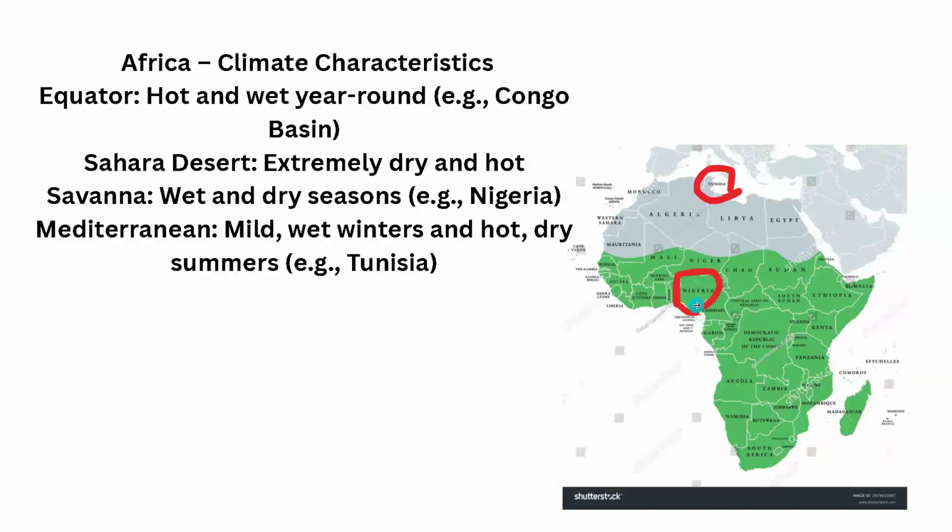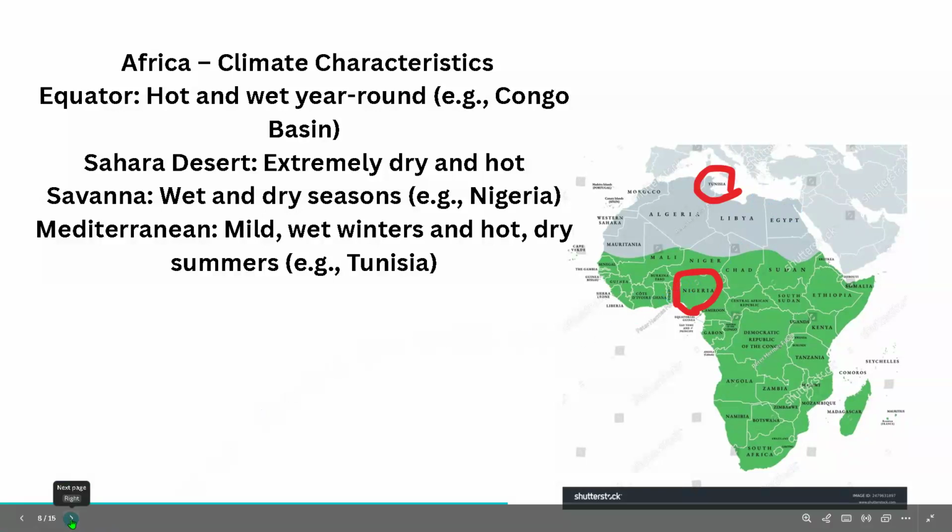Then the Mediterranean type of climate you will find more in Tunisia. Okay, mild, wet winters and hot, dry summers. It will be hot, but because of the winds blowing from the Mediterranean Sea, that will moderate the temperature here, Tunisia. Okay, so these are the important places where we need to study.